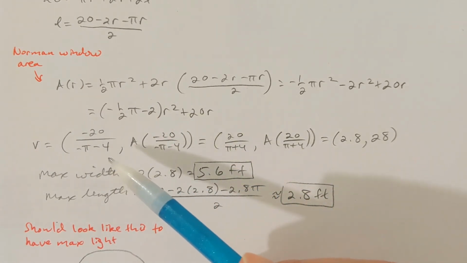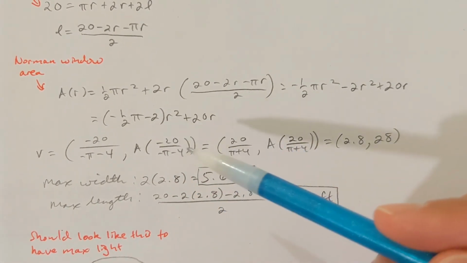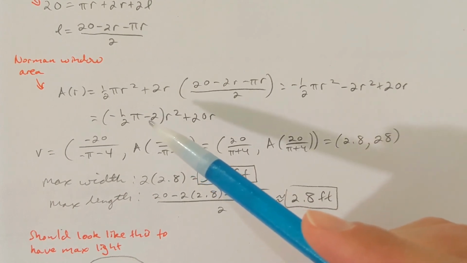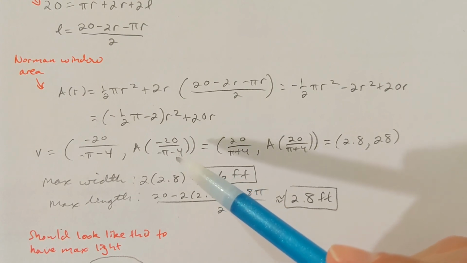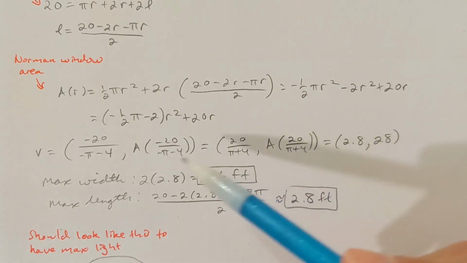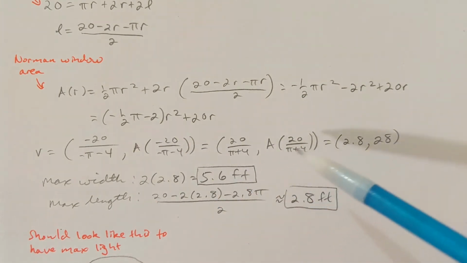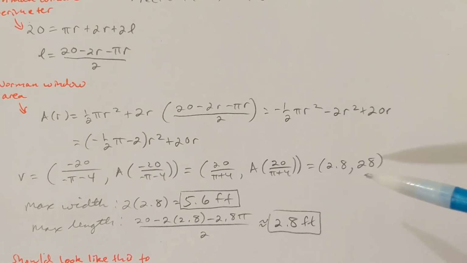The vertex, opposite of B divided by 2a, negative 20 divided by 2a, negative pi minus 4, and then a of negative 20 divided by negative pi minus 4, negative over negative is positive. 20 divided by pi plus 4 is 2.8, approximately. And then a of 2.8 is 28.